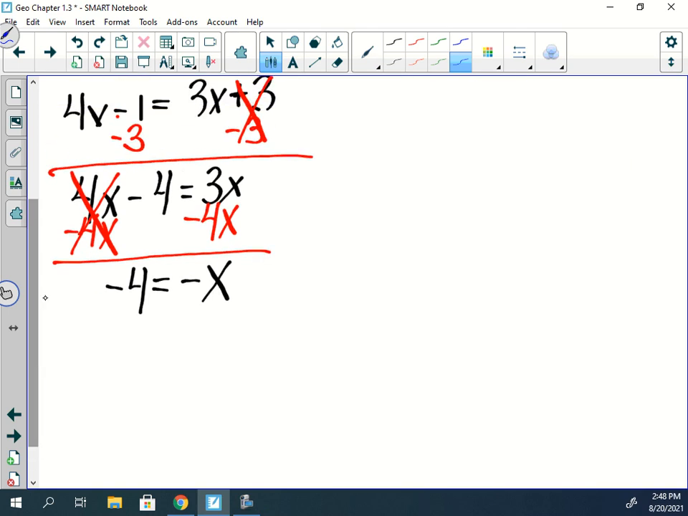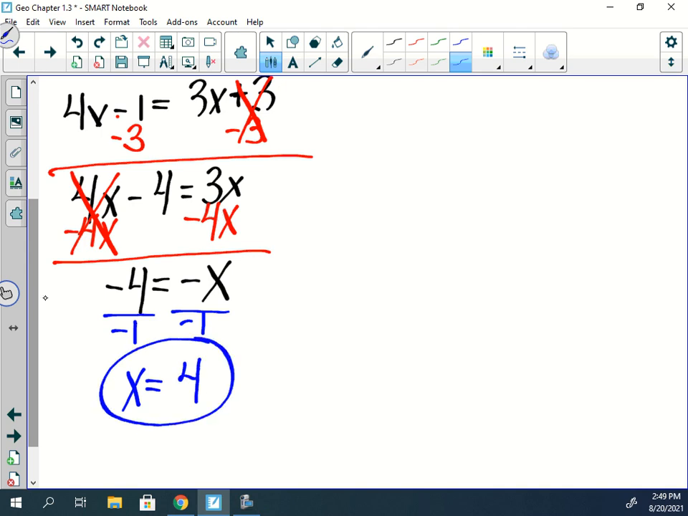Any questions on how we got negative x is equal to negative 4? I thought can't we just do 1x? It is negative 1, negative 1x. Yes, but we need to take the negative away by dividing both sides by negative 1. So negative and negative for the x will give us just x. Negative 4 divided by negative 1 will be 4. So the value of x is 4.